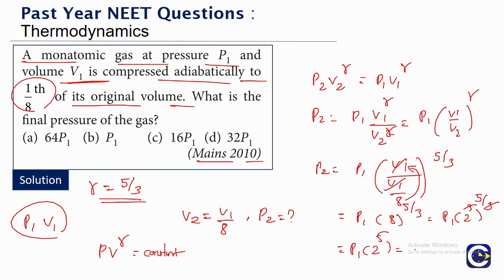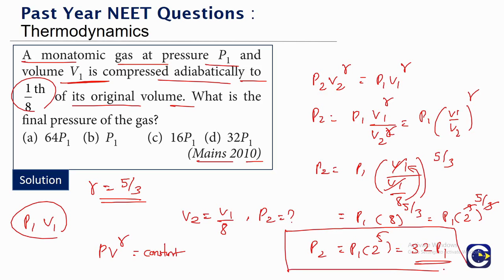2 power 5 is what? 32, right? So it is what? 32 times P1. So the final pressure P2 is what? 32 times P1. So correct answer is option D. So we have seen quite a number of years we got the questions based on the adiabatic process, the relation between the properties of the gas.